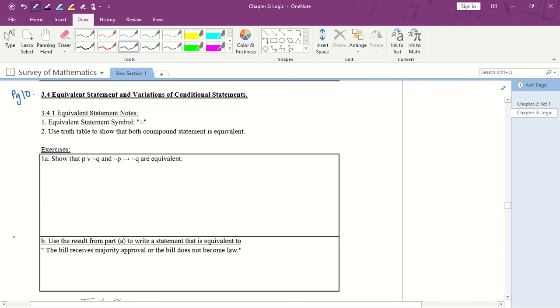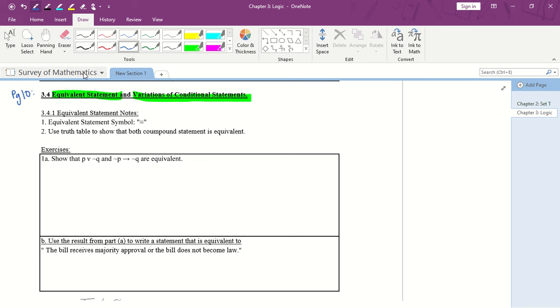And now we'll be discussing 3.4 Equivalence Statements and Variations of Conditional Statements. Basically, these subtopics will cover equivalence statements and variations of conditional statements. Equivalence statements, I believe you have also seen in set theory, where equivalent sets mean that the numbers of elements are the same.